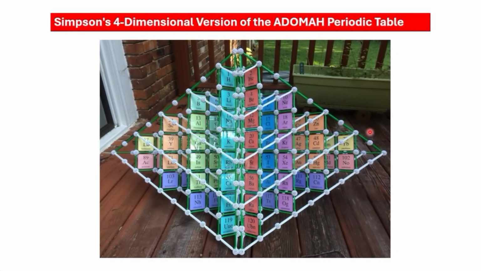Next, we have another kind of periodic table, that is Simpson's 4-dimensional version of the Adama periodic table. This is also the same block kind of thing. But how are they doing it? You can see the S block elements are here in the first layer, and then we have the p block elements at the back of this s block layer. Then we have the d block elements at the back of the p block layer, and then we have the f block elements at the back of the d block layer. This is kind of a 4D version.